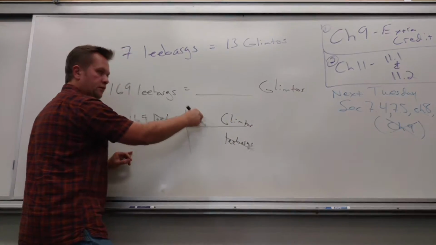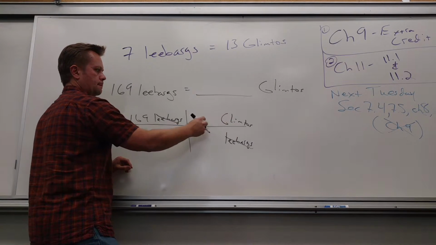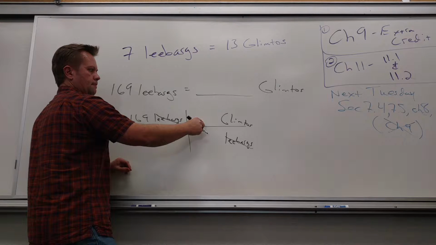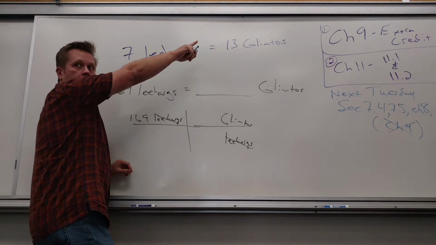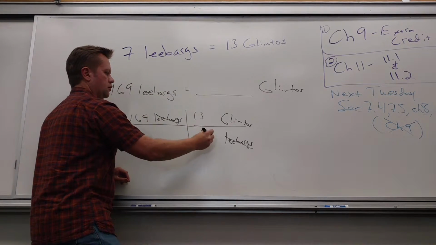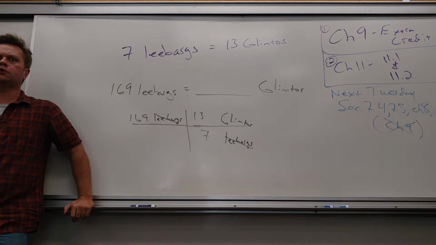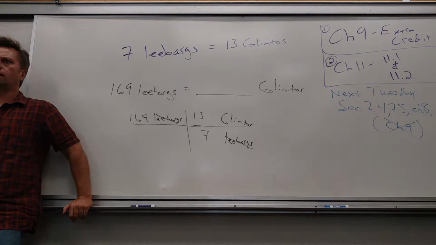Replace it. Now I can put the numbers in. What number goes where? What goes up here? 13. Yep. 13 Glimtos for every how many Liebhards? 7. You put the number that goes with the unit. This is just the exact same process we use if it's inches and feet and yards.